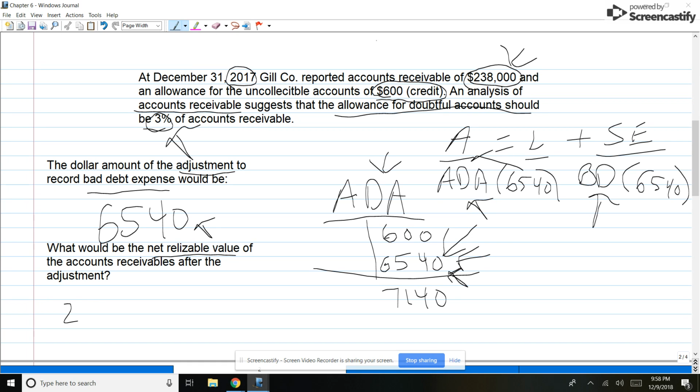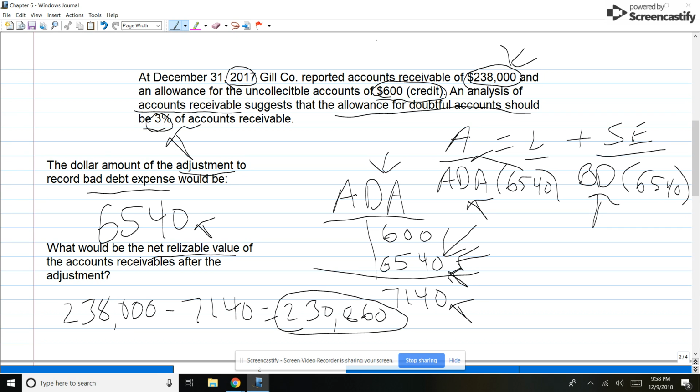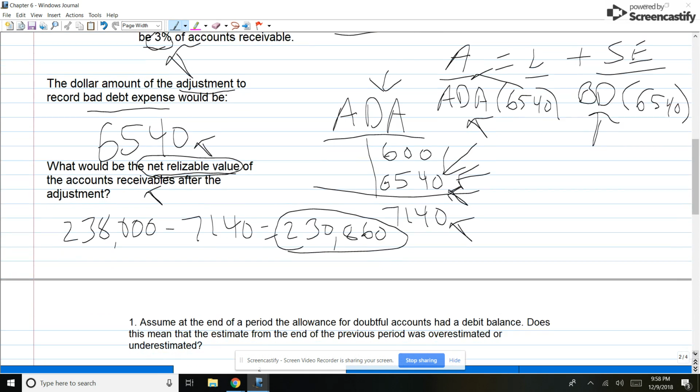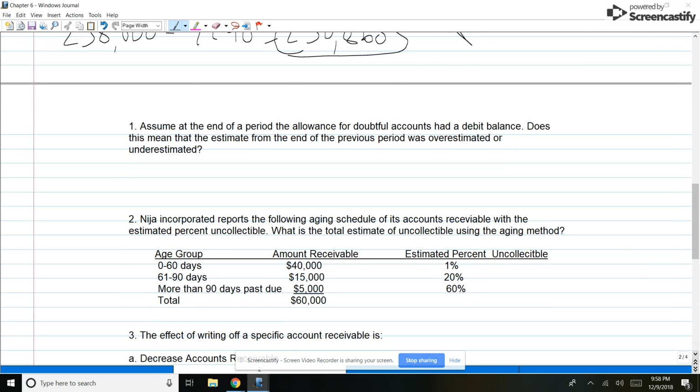So 238,000 minus our new allowance for doubtful accounts number, which is going to be the ending balance. And we should get 230,860. And remember, accounts receivables are valued at net realizable value. All right, so let's move on to our next set of questions.